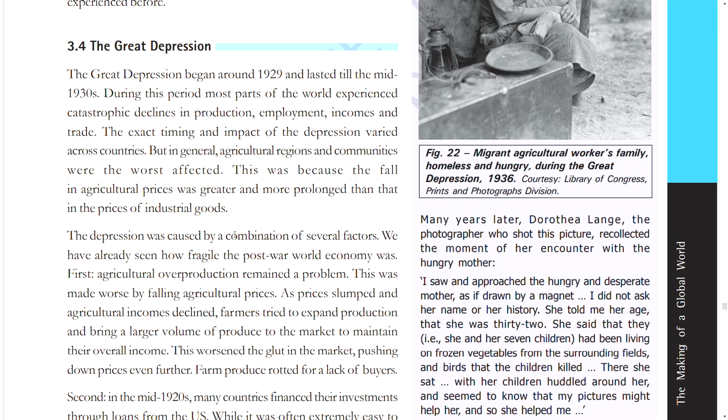The Great Depression. The Great Depression began around 1929 and lasted till the mid-1930s. During this period, most parts of the world experienced a catastrophic decline in production, employment, incomes, and trade. The exact timing and impact of the depression varied across countries, but in general, agricultural regions and communities were the worst affected. This was because the fall in agricultural prices was greater and more prolonged than that in the prices of industrial goods. The depression was caused by a combination of several factors.